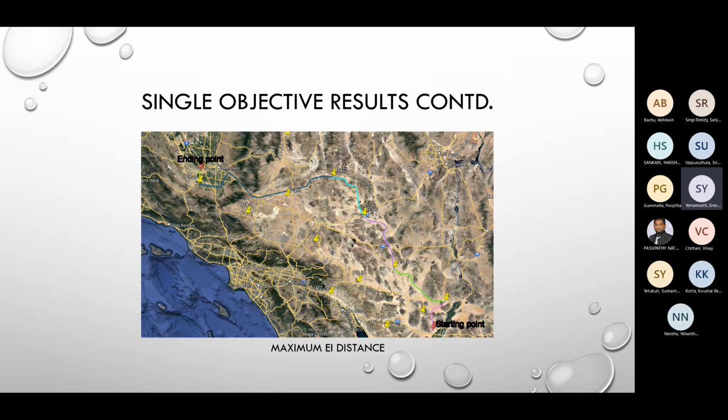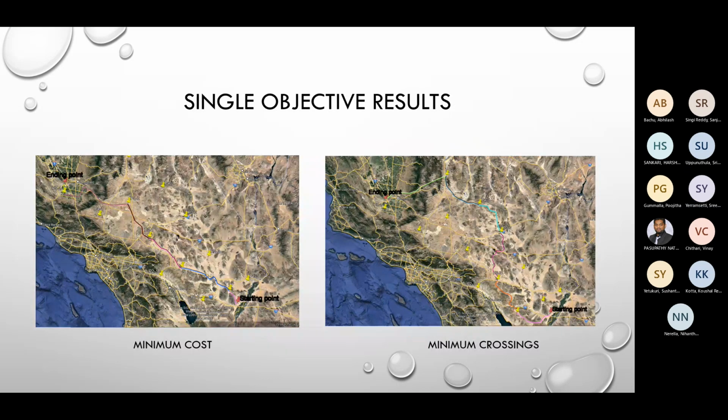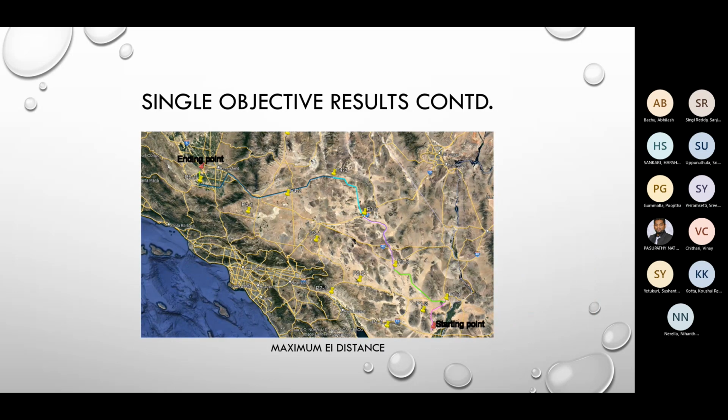The demographic on the left is for an optimum route obtained for minimum cost without any other constraints, that is $313 million. And on the right, we have a demographic of the optimum route of minimum crossings, that is 23 crossings in our case. This is a demographic of the optimum route for maximum EI distance, that is 246 miles.